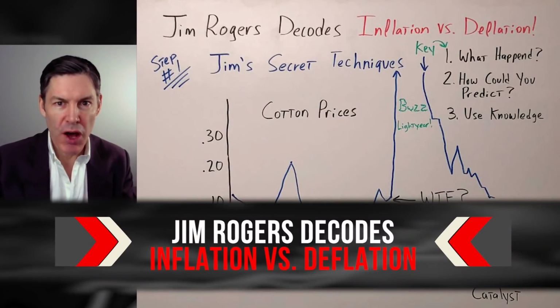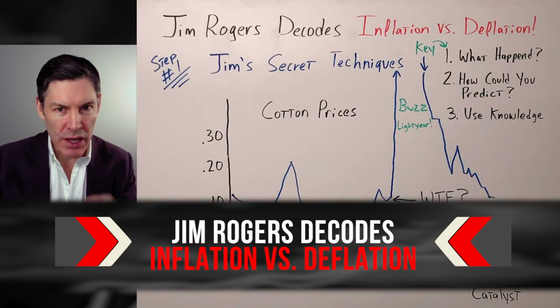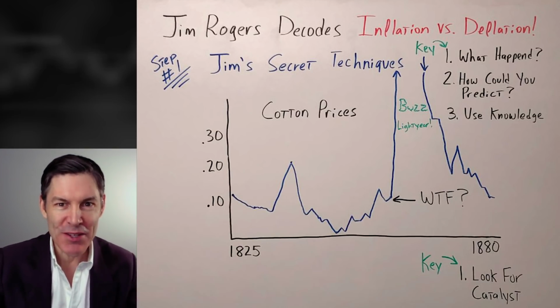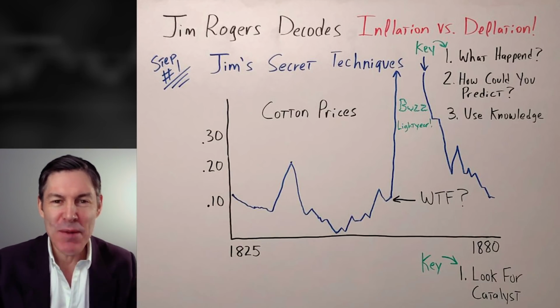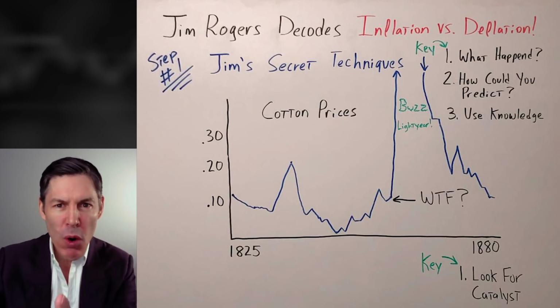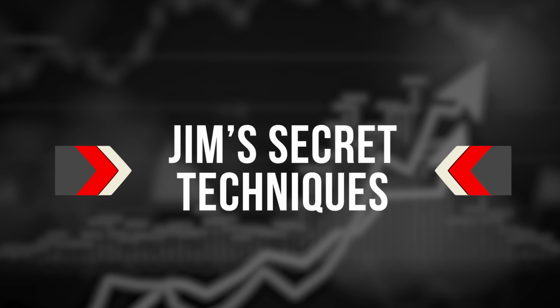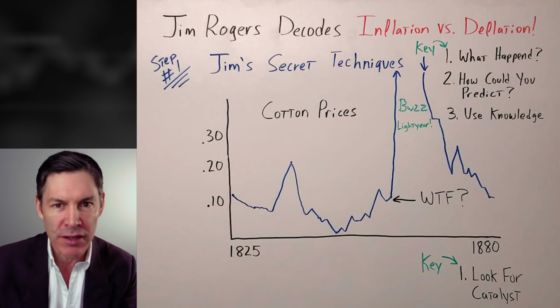Jim Rogers helps us decode inflation versus deflation. And I'm going to explain this to you in 3 simple, fast steps. Step number 1, we've got to go over Jim's secret techniques for analyzing the market.